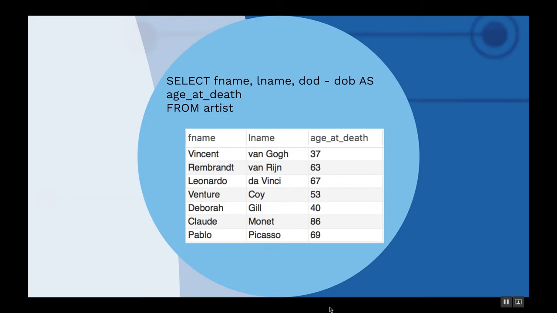Here also note the as keyword is followed with an alias name for the column header. If we left out this as and the alias name, then the column header would have just been whatever the calculation was. In our case, it would have said DOD minus DOB. So the alias is a nice way to make sure we have a more meaningful column header in our result set.